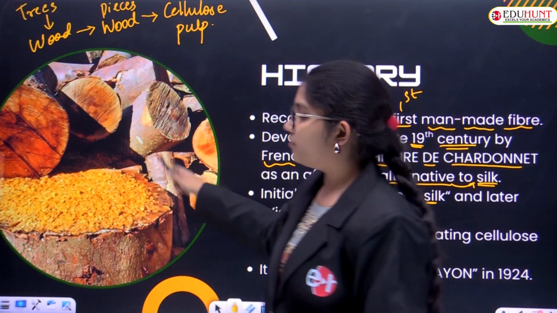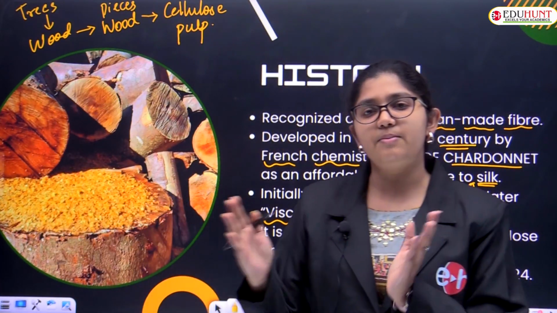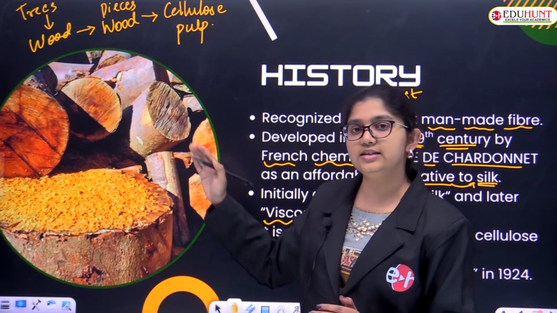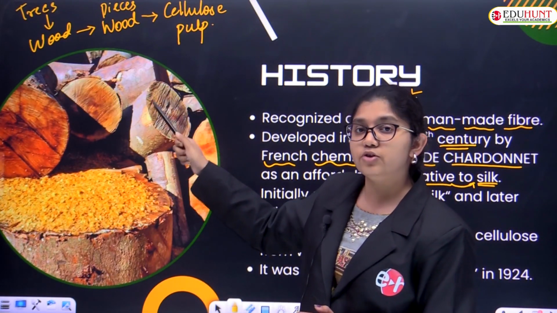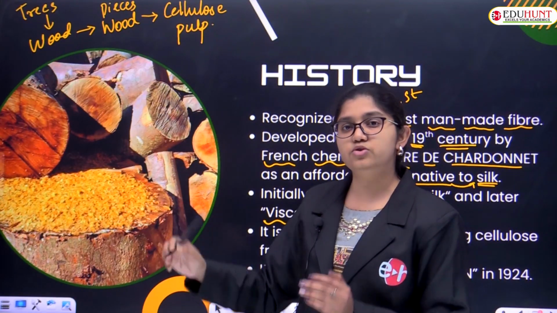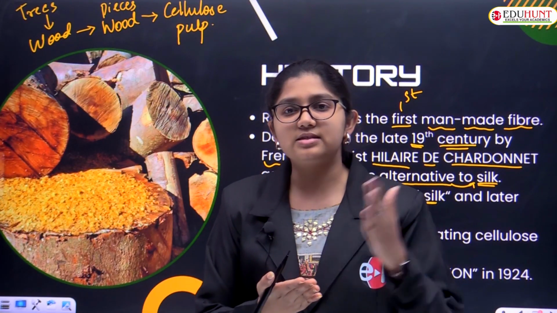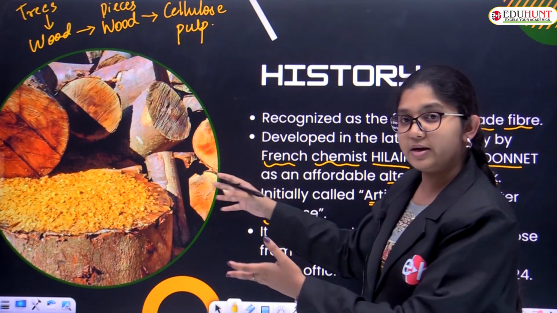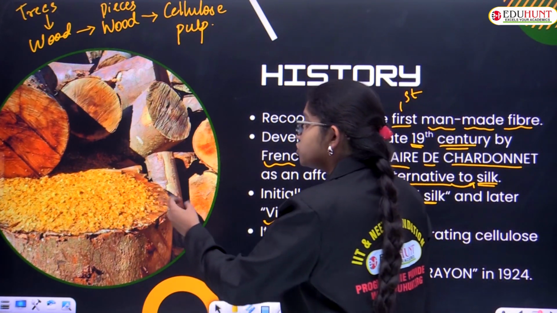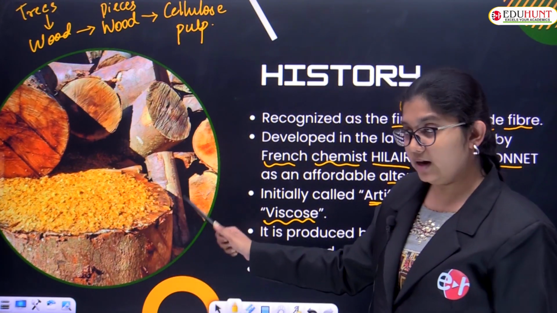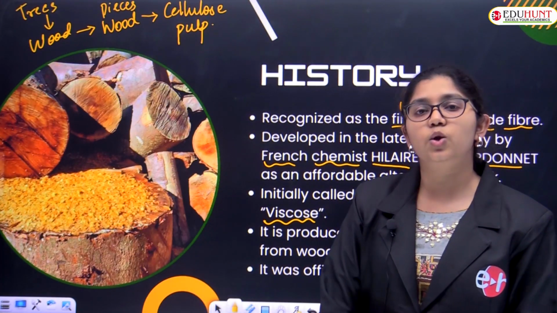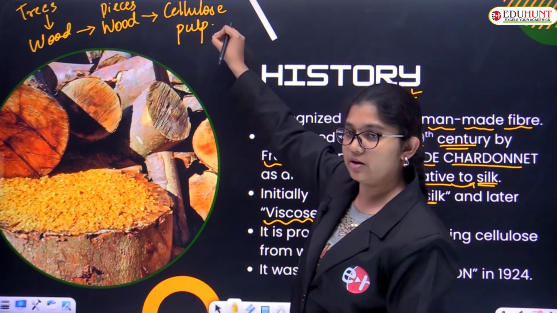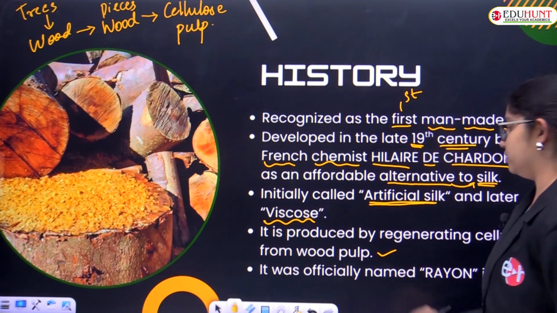I told you, they take a tree, for example a bamboo tree, and from there they collect all that wood. Then they cut it into small pieces, crush it, chop each and every part, and generate cellulose from that wood, and there you extract the cellulose pulp. From there they take it out.